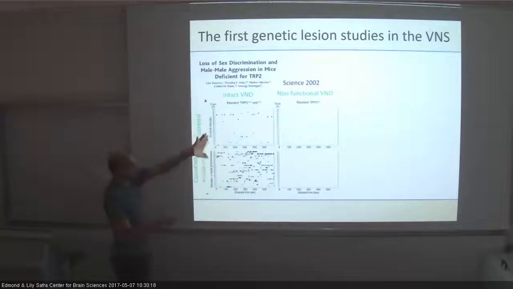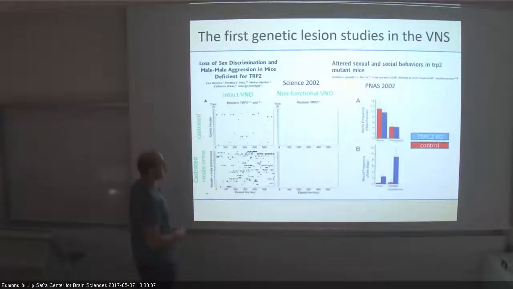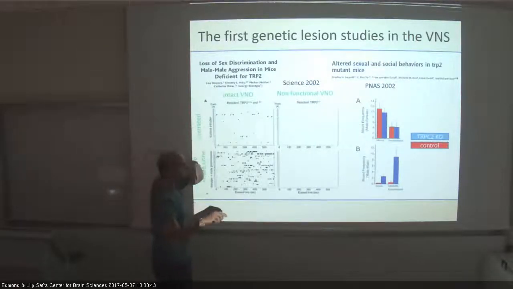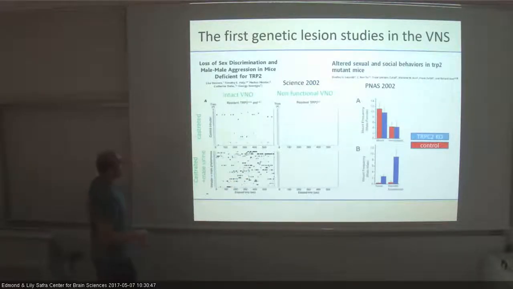The interesting manipulation is this one. It's a very boring graph, but what it shows you is that if the residents don't have a VNO, then what? They don't attack. They're not aggressive towards other males. So this is one thing that's very prominent about these mice. And these are two studies which actually came out almost at the same time and showed very similar things. I'm showing one aspect from each study.